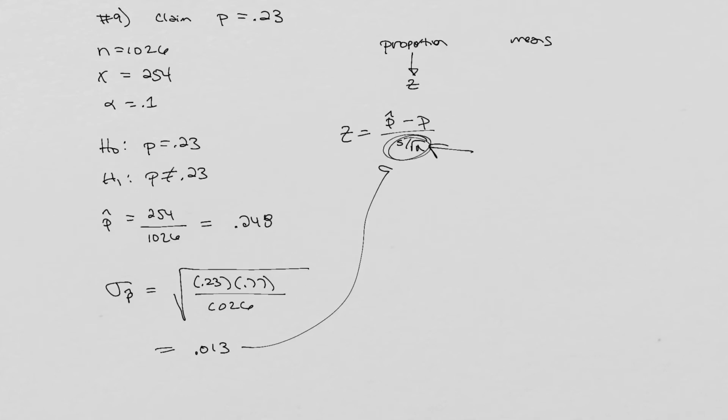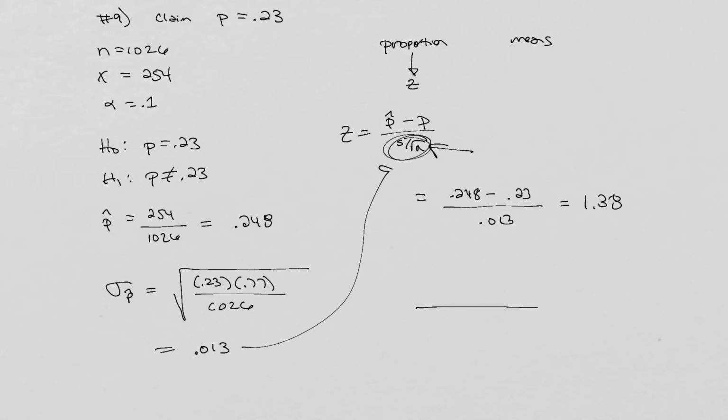All right, so for my z-score, it's going to be p hat, which was 0.248, minus the claim, 0.23, over the standard deviation for these samples we just found, 0.013, right? And that gives me 1.38 as my z-score.